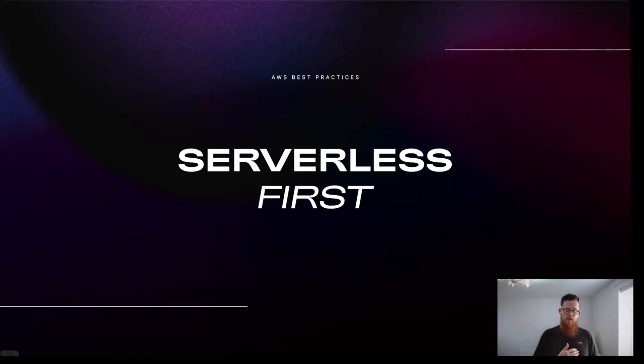We've had security and cost, and then moving on from cost is serverless first. Serverless means a lot of different things to a lot of different people. The joke is, well, there's always servers, and yes, there are always servers involved, but really those servers aren't your responsibility. This notion of serverless is really that it's a way of building and running applications without having to manage the underlying infrastructure on AWS.